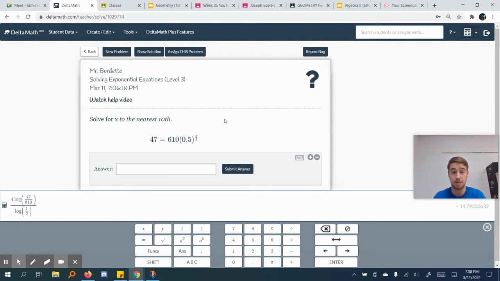We get 14.79. We're rounding to the nearest 10th. That'll be 1 decimal place. But since 9 is more than 5 and it's the next digit, we're going to round up to 14.8.